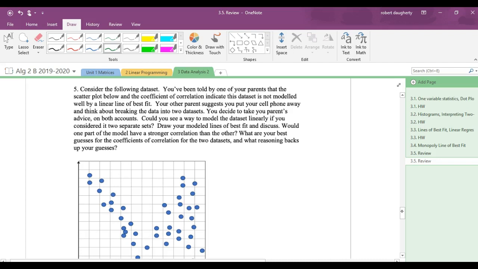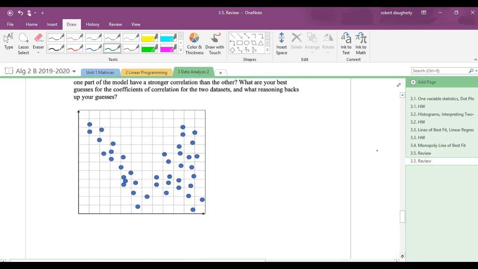Draw your modeled lines of best fit and discuss: would one part of the model have a stronger correlation than the other? What are your best guesses for the coefficient? Okay, so this was a tough problem. I threw this one at the class a couple years ago, but I think they can handle it. I think you could as well.